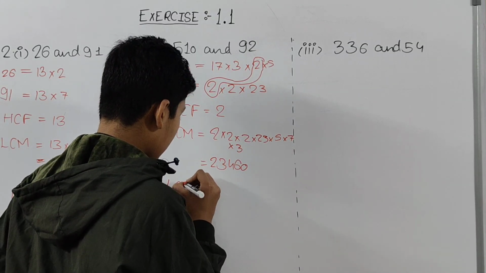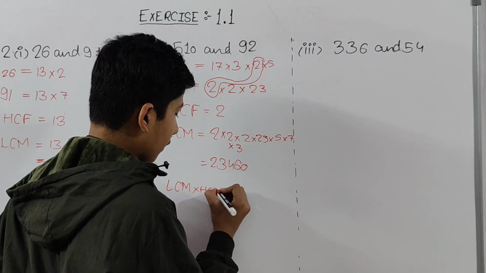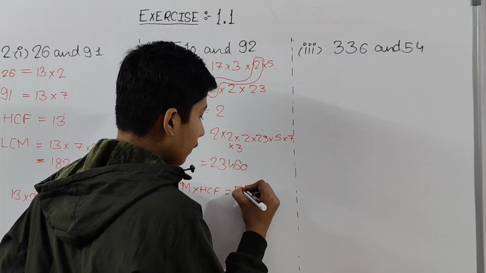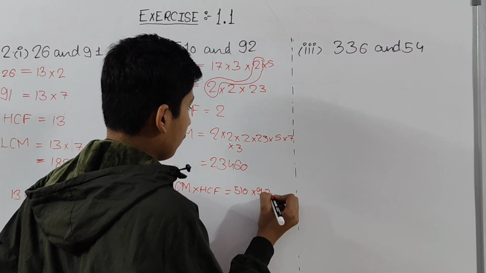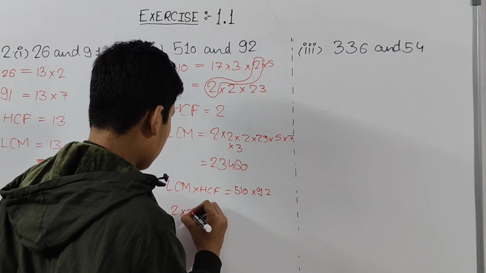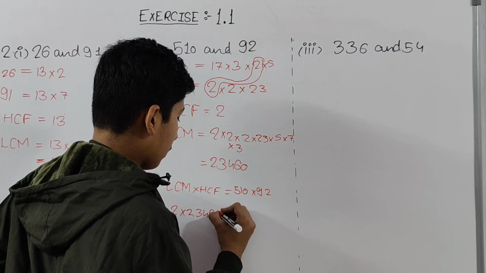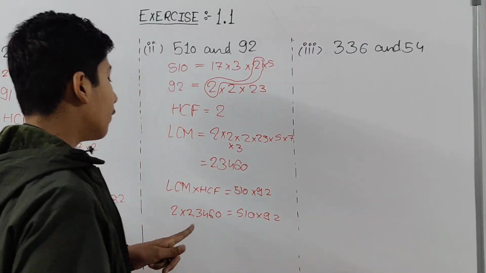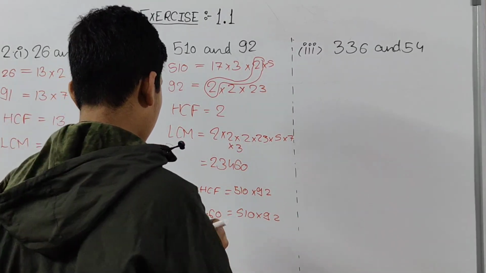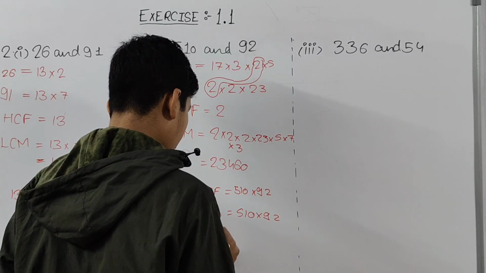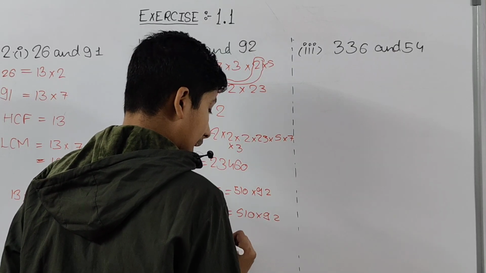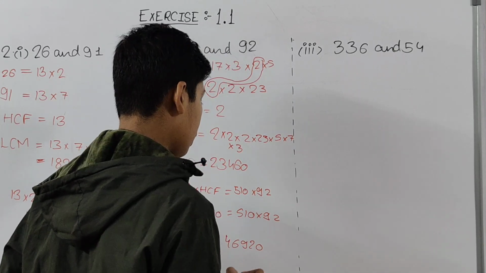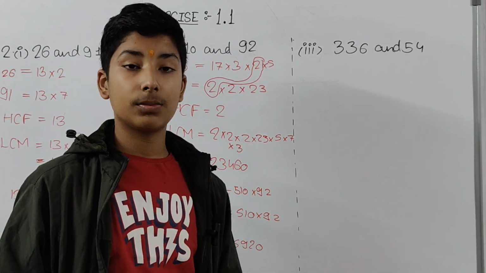So LCM into HCF equals to 510 into 92. Now it would be 2 into 23460 equals to 510 into 92. When we solve this, we get this as 46920. And when we solve this, we also get 46920. Okay.